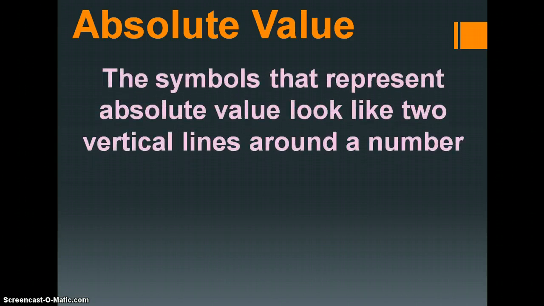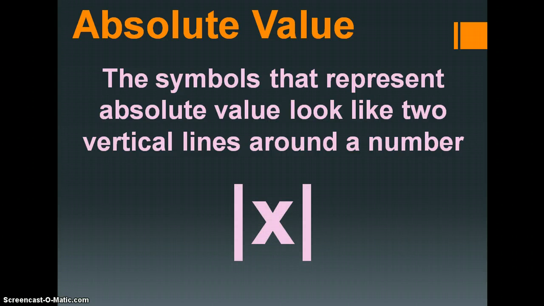The symbol that represents absolute value looks like two vertical lines around a number. So if x was our number, these bars right here are absolute value bars.